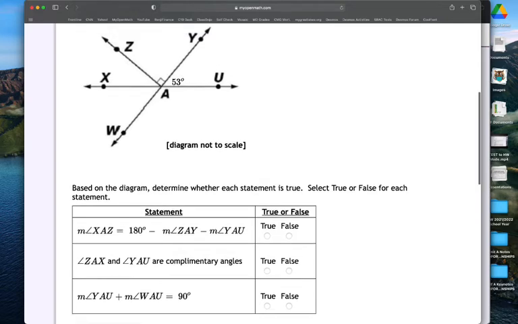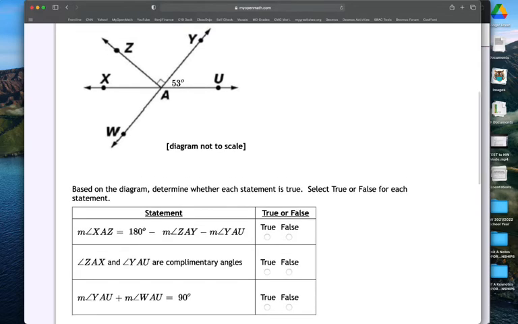So, statement number 1, angle XAZ. By the way, XAZ happens to be this angle right here. XAZ is equal to 180 minus angle ZAY. Well, angle ZAY is right here.